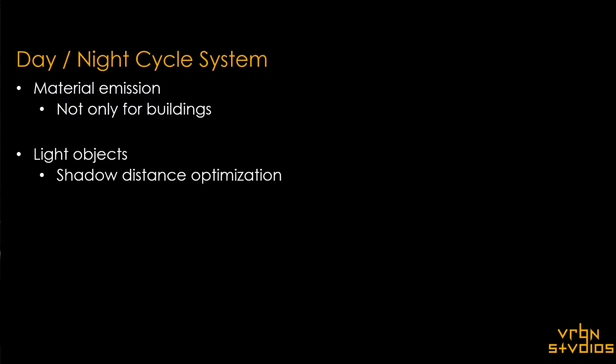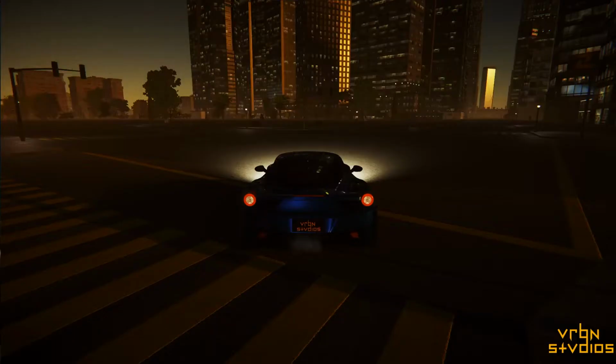Light objects, however, require a bit of extra effort because of the nature of eating up a lot of resources, especially when used in real-time applications. Shadow optimization can therefore be a challenge depending on the size of your city. To demonstrate the emission features, we implemented a day and night system in our real-time demo. Here's a screenshot of how the city looks like at night.